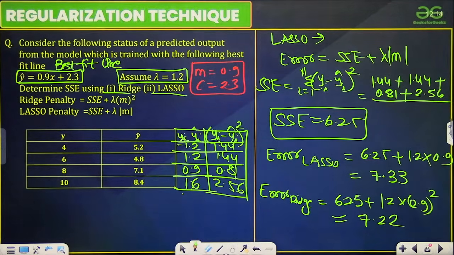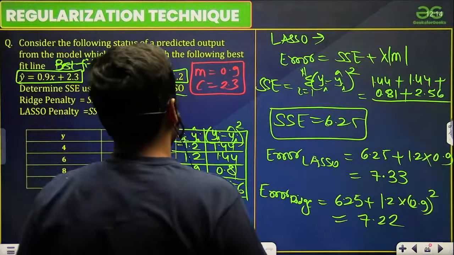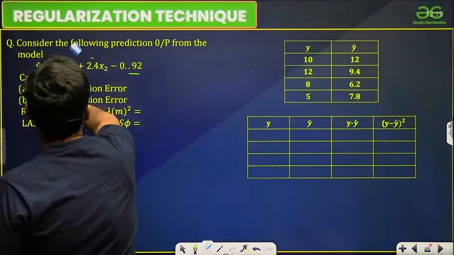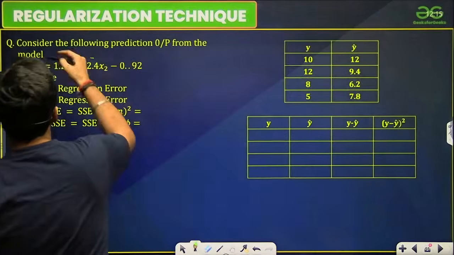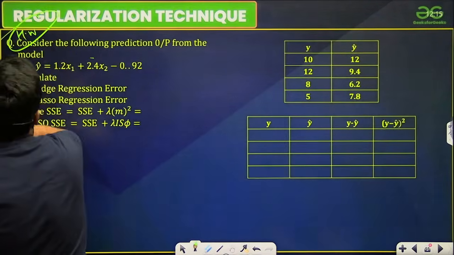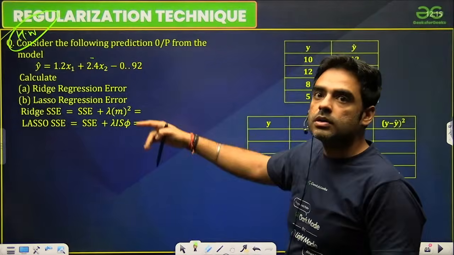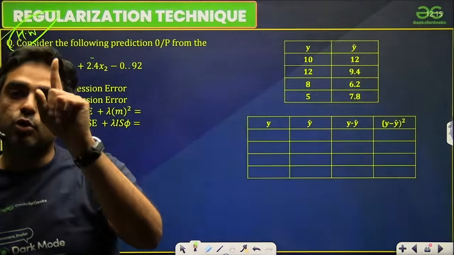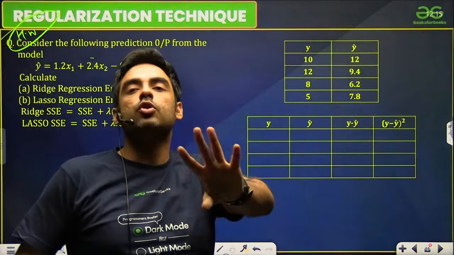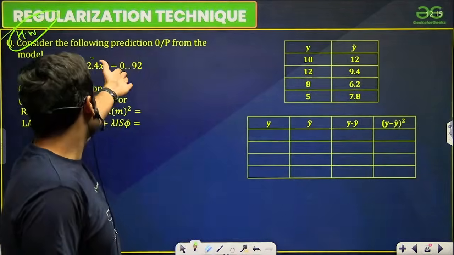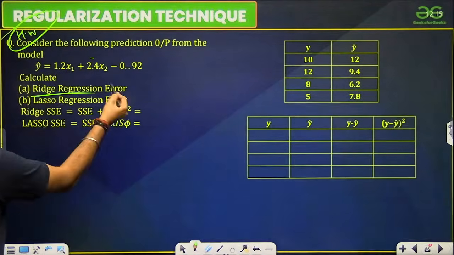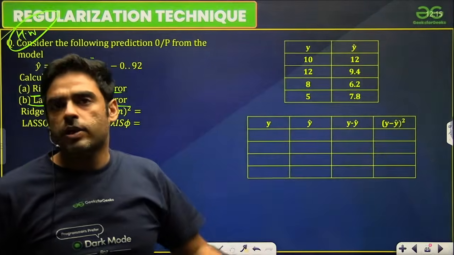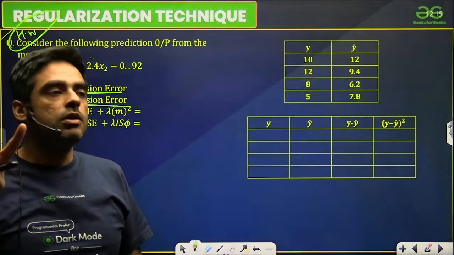One question for you to solve is this question. I am giving you this question as homework. For today, 3 questions are given as homework. Do solve them. It is a simple question: ridge regression error and lasso regression error. I think you will be able to solve it very easily.